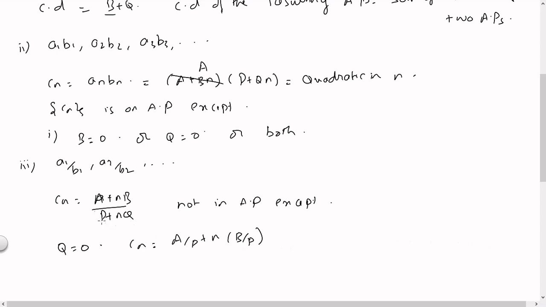So what is the exception? If the sequence Bn in the denominator is such that its common difference is 0, that is, if all the terms are constant, B1 equals B2 equals B3 and so on, then if we consider a sequence of the form a1 by b1, a2 by b2 and so on, those terms will be in arithmetic progression.